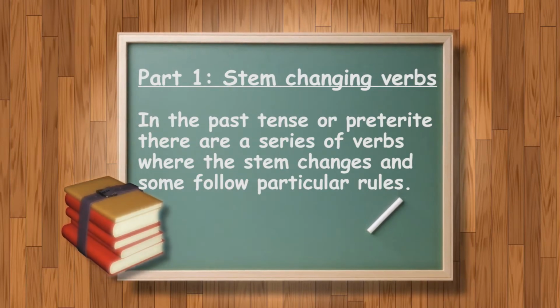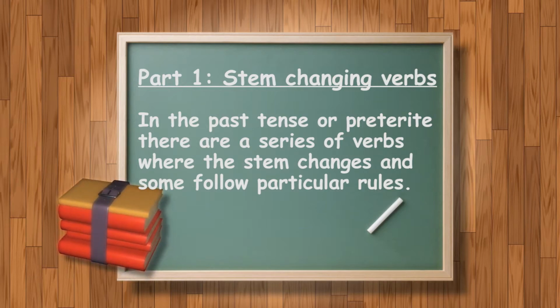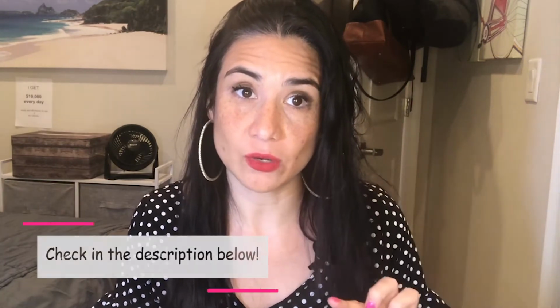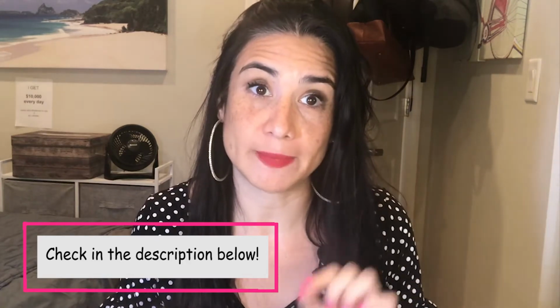So today we're going to see the stem changing irregulars. There are different irregulars, okay? This is the first part. So in our other video, which you have the link to below, we saw the Spanish past tense and the regular verbs. So you might want to see that first before seeing this video.